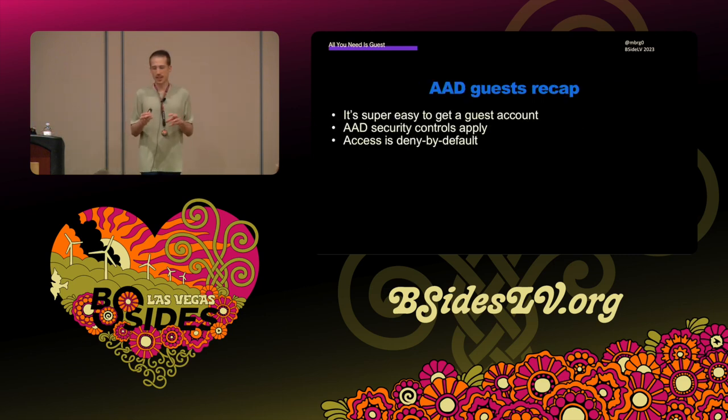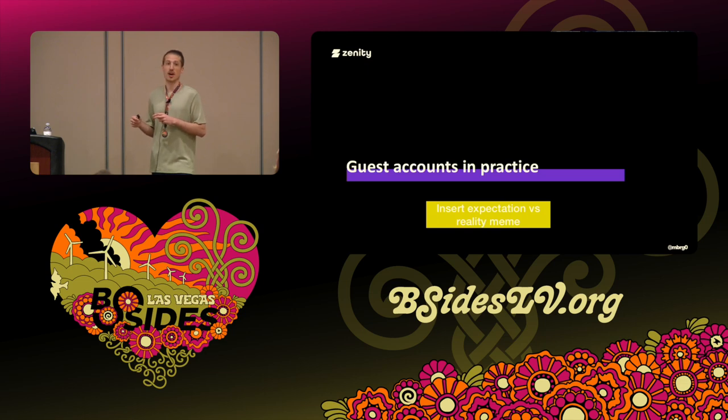So a quick recap here. Guests are, first of all, very, very easy to get. We should assume that a compromise of a guest account within our tenant is easy. AAD controls apply, security controls apply, which is great, and access should be denied by default. And now that I've said so many good things about this mechanism, let's see what happens in practice. Because in practice, as we know, things are a bit dirtier.